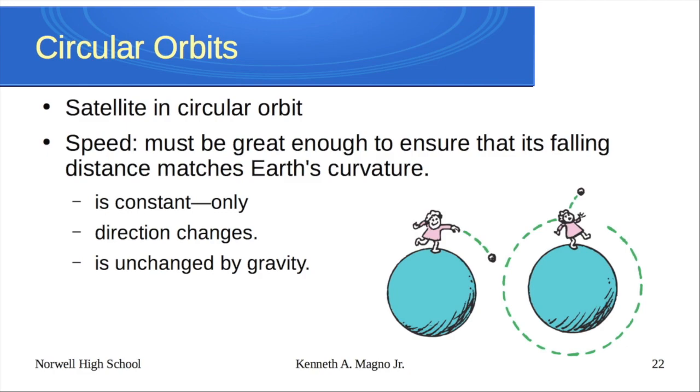A circular orbit would just be something launched fast enough to ensure that it's falling at a rate that matches the curvature of the Earth. So if, for every 8,000 meters of horizontal change, I could ensure that I only had 5 meters of vertical change close to the Earth's surface, I would be in very low Earth orbit.